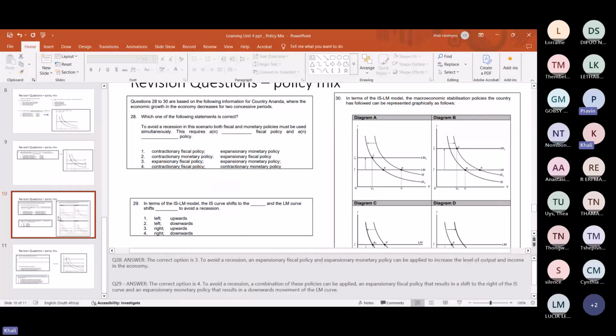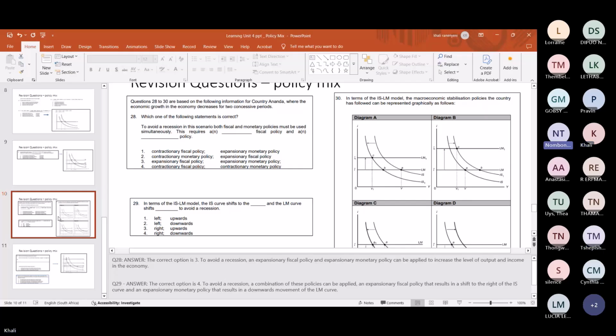Okay, then 29, in terms of the IS-LM model, an IS curve shifts to the and the LM curve shifts to avoid a recession. So that's just a follow-up. So if it's an expansionary fiscal policy, the IS curve will shift to there, right? And the LM curve will shift to there.